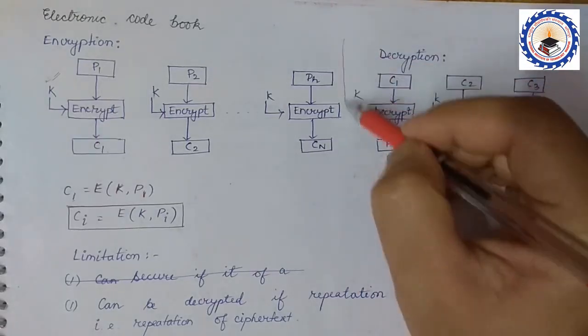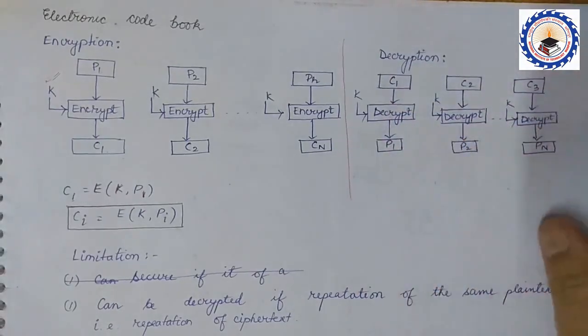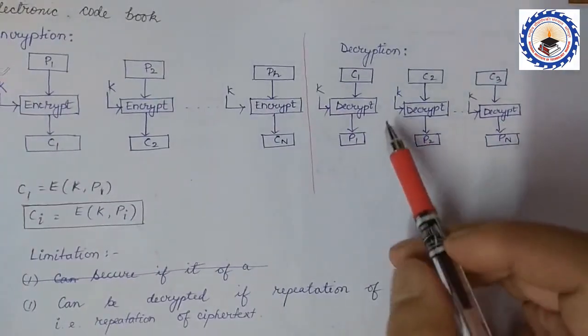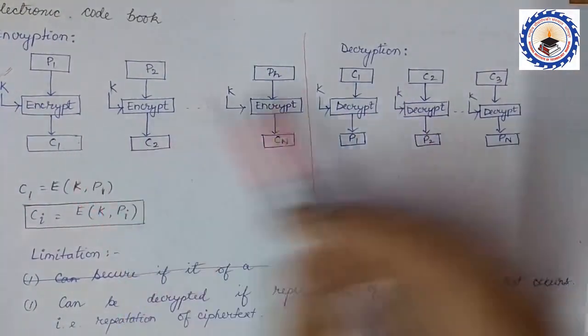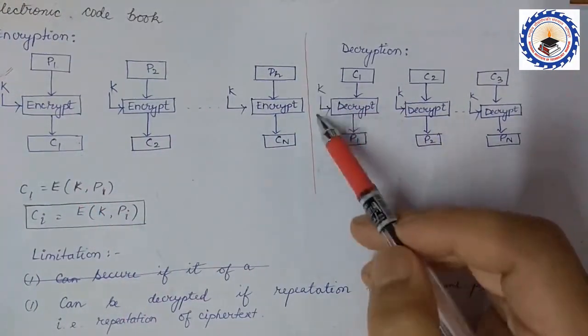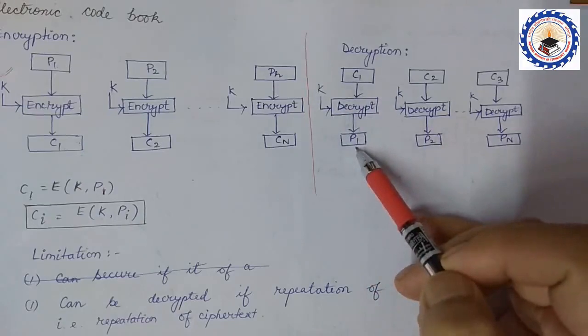So this is your decryption part. Given C1, you have to do the reverse. C1 decryption, and then with the same key you perform the operations, and then you will get P1 here.